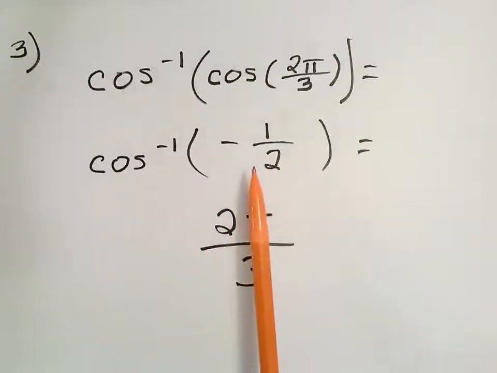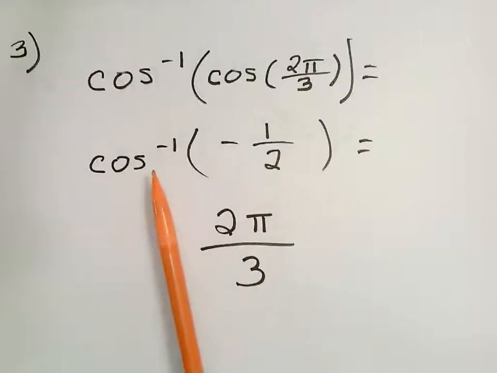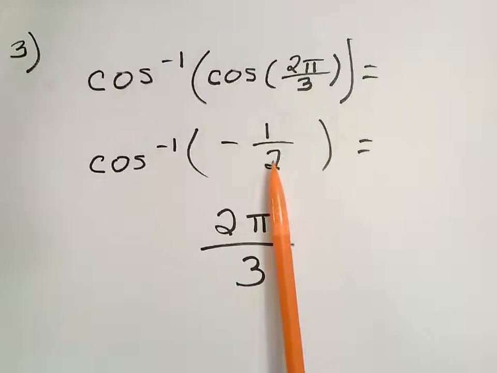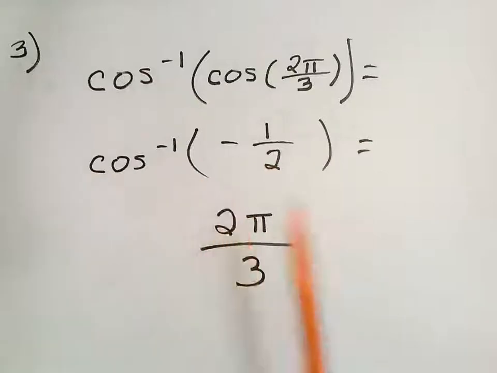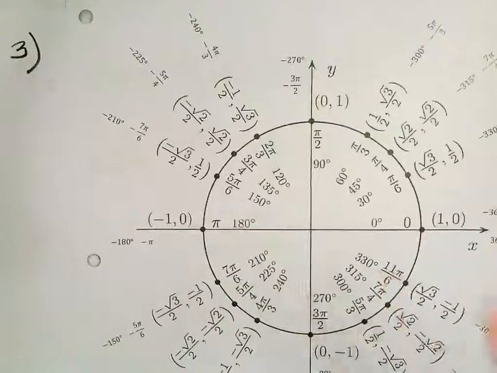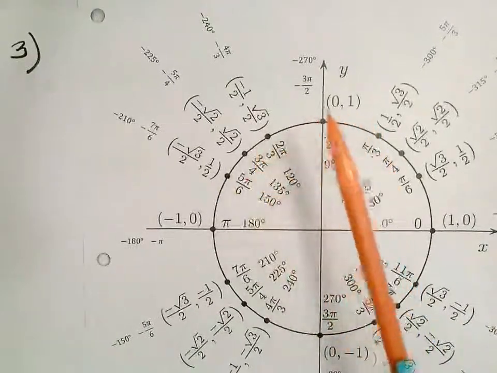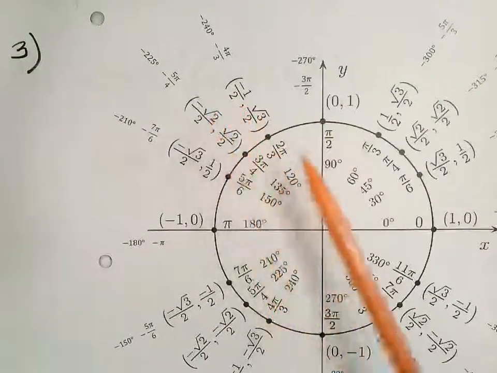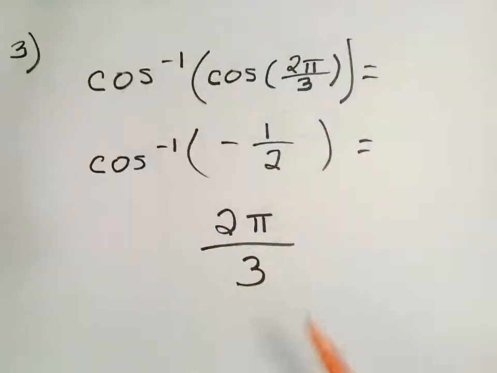This ratio is negative, and since we're doing an inverse cosine, remember if the ratio is negative, we're going to get an angle measure that's in the second quadrant between pi over 2 radians and pi radians. So we're going to go to the second quadrant. We're looking for a negative 1/2, which is right here, which is a cosine. And that angle will be 2 pi over 3. And that is our answer, 2 pi over 3.